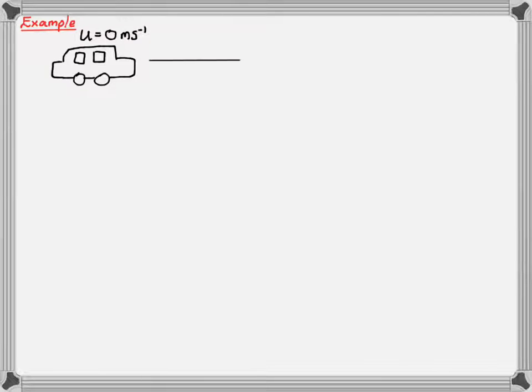So let's take an example problem. Let's say we have a car, and that car is going to start from rest. Any time that you see in a question "from rest", you should be writing down u is equal to 0 meters per second. It's going to travel across some displacement to a new position. We'll say that displacement is 65 meters, and the time that it takes to travel those 65 meters is 15 seconds.